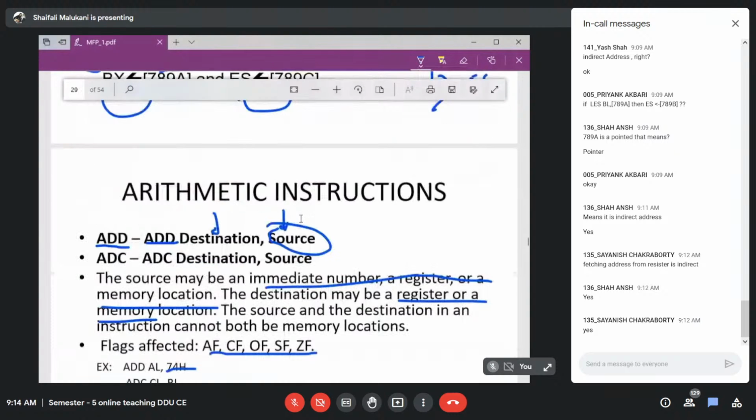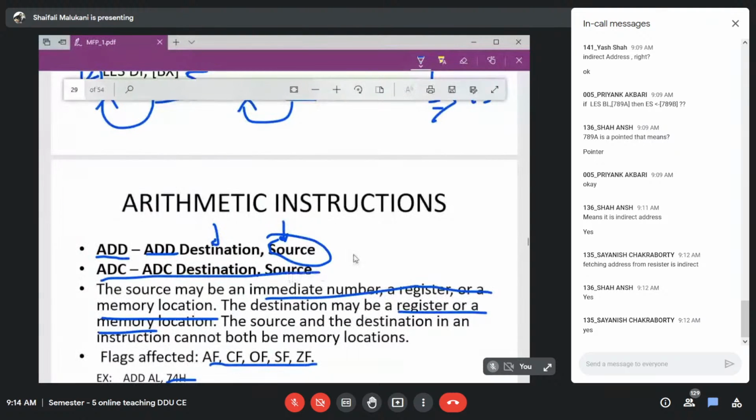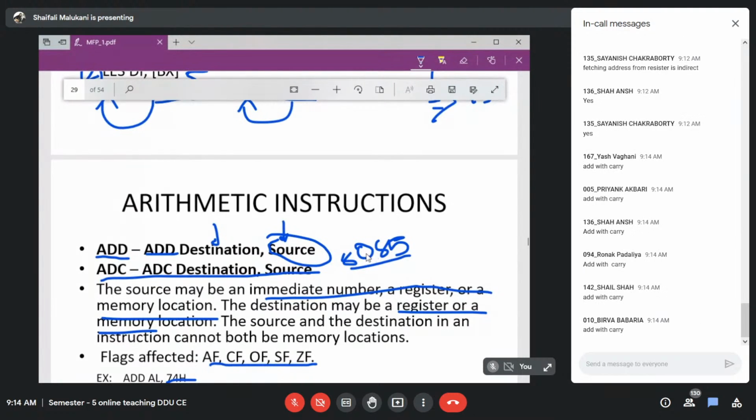And one more thing, what is ADC? This instruction you studied in 8085. What is ADC? This is the same as you studied in 8085. Add with carry. And you know the use of add with carry? What is the use of add with carry?